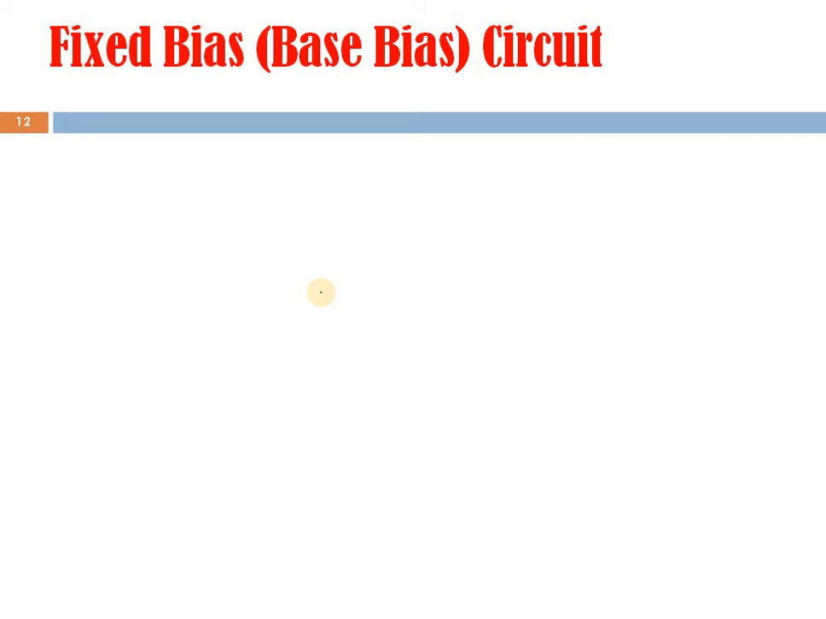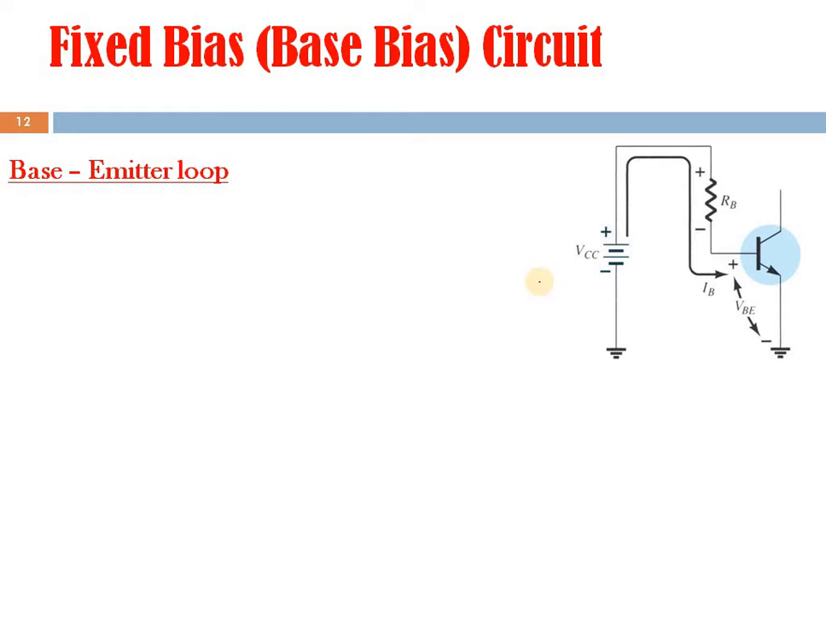Now let's see its mathematical analysis. If we see the input side of this circuit, it's VCC, RB, and the base emitter junction, and then the emitter is connected to ground. If we apply Kirchhoff's voltage law to this base emitter loop, the equation is VCC minus the voltage drop across RB minus VBE, and the net voltage is 0. From this equation we can find IB: the base current is IB equals VCC minus VBE divided by RB.